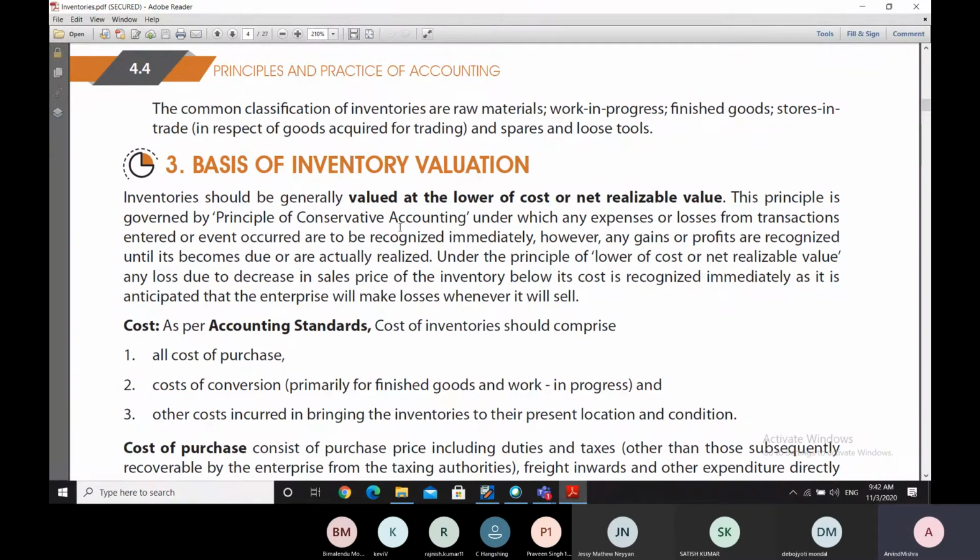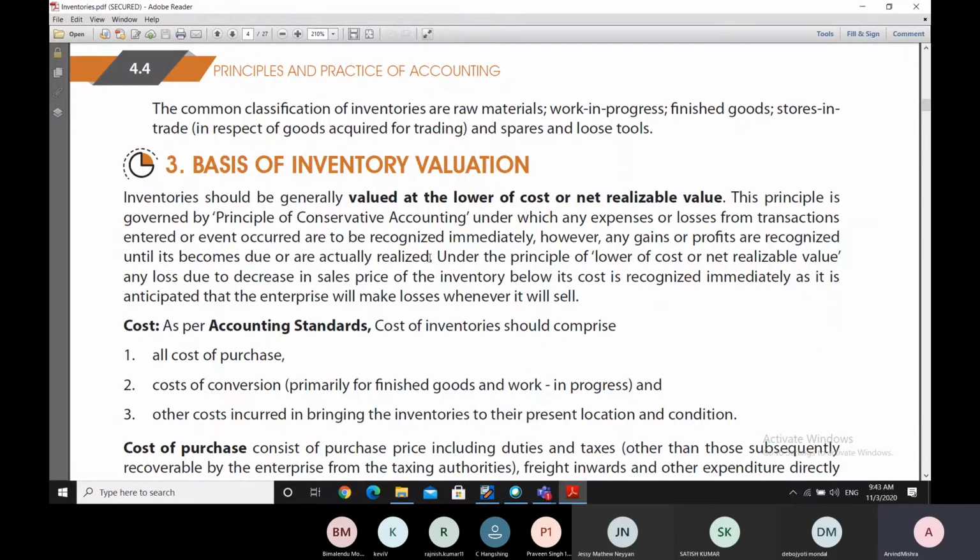You must read this sentence: however, any gains or profits are not recognized until they become due or are actually realized. So gains and profits will be recognized in the books of accounts only when they are actually realized or they become due. Only on real accrual or on actual realization will the gains or profits be recognized. We will not jump to recognize the gains or profits. That is the conservative approach or conservative principle. It is also part of the prudence principle.